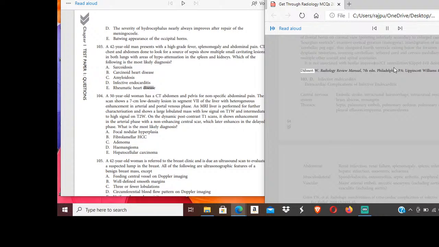Dähnert W. Radiology Review Manual, 7th ed. Philadelphia, Pa: Lippincott Williams and Wilkins, 2011.